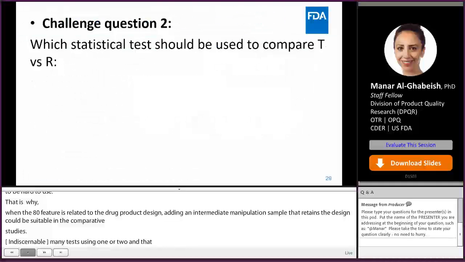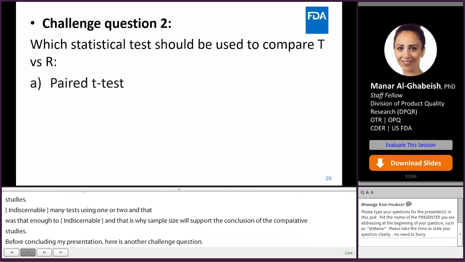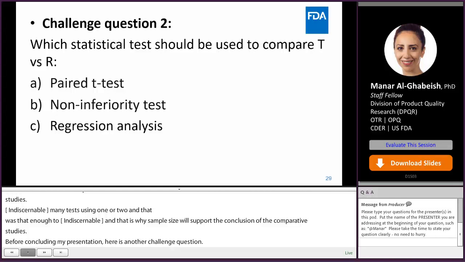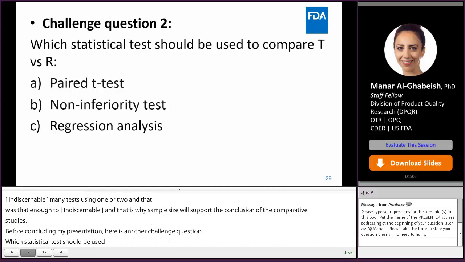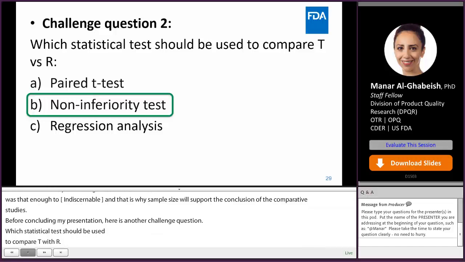Before concluding my presentation, here is another challenge question. Which statistical test should be used to compare T with R? Paired t-test, non-inferiority test, regression analysis. The correct answer is non-inferiority test, which is used to compare 2 independent variables.